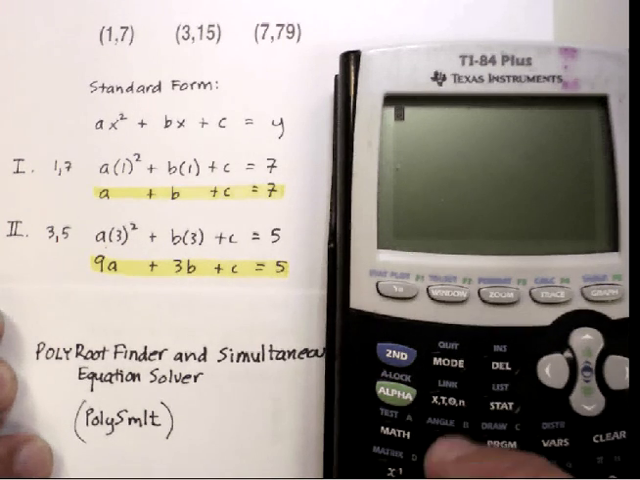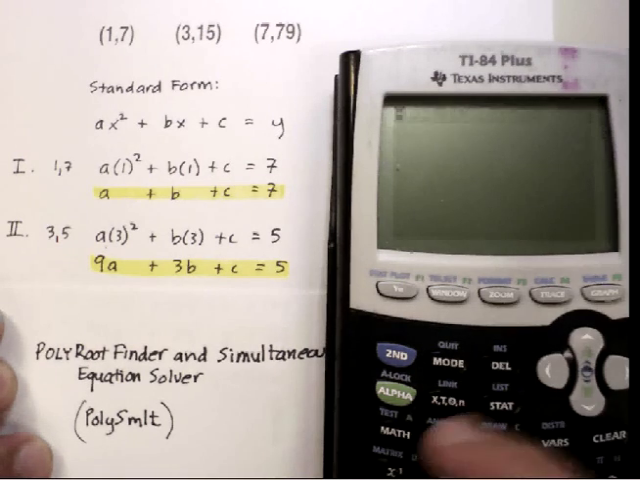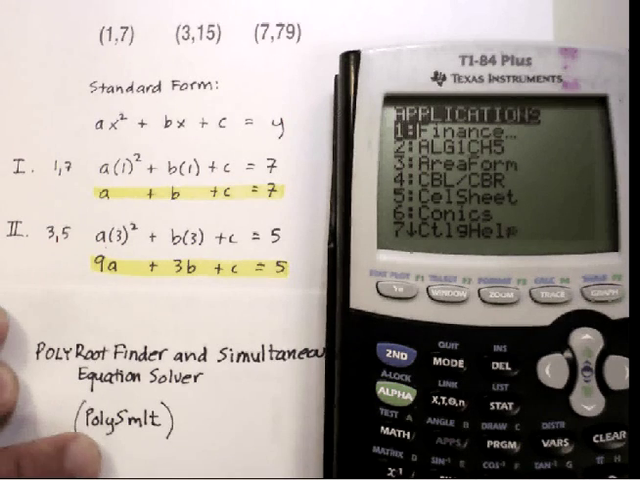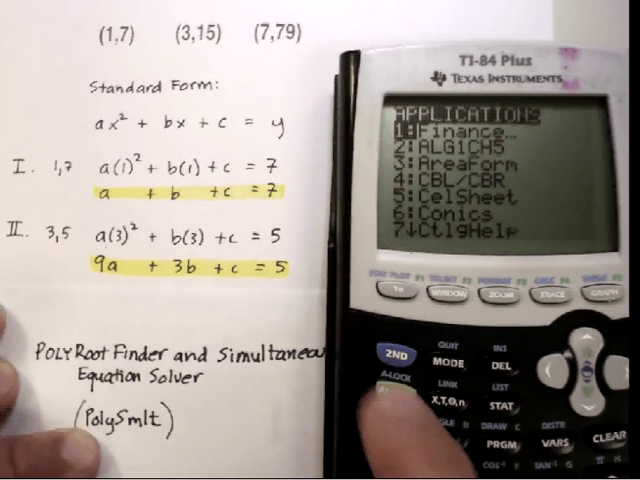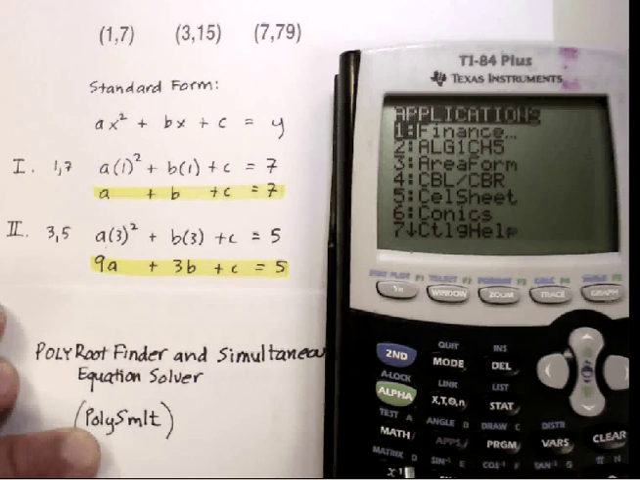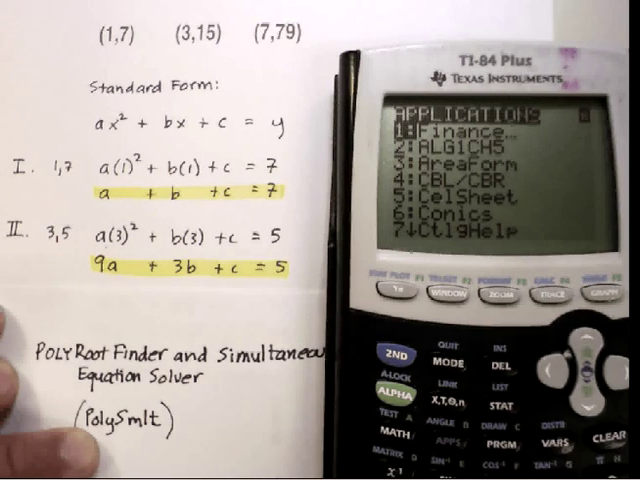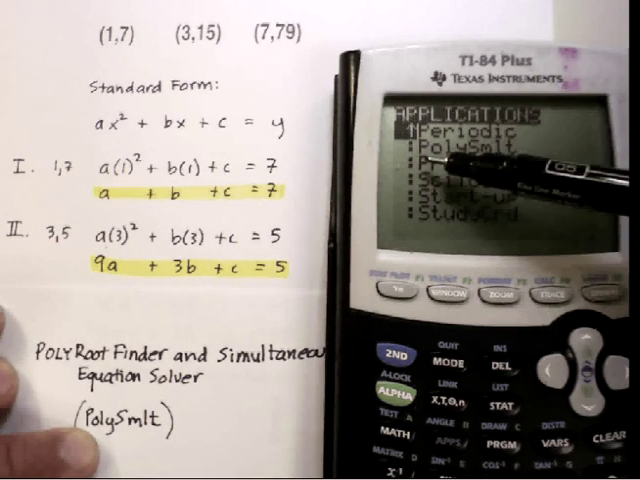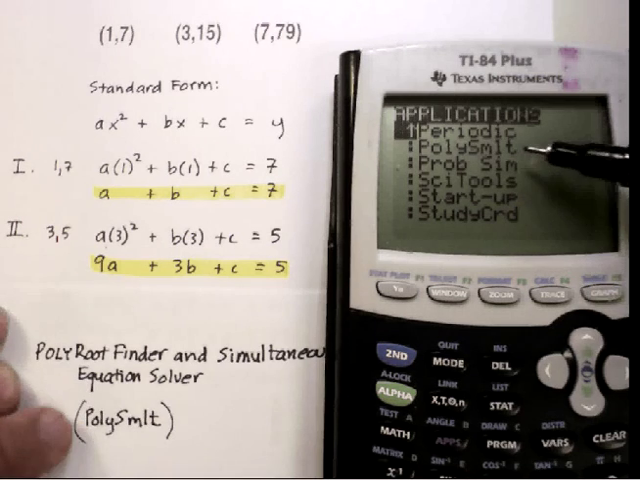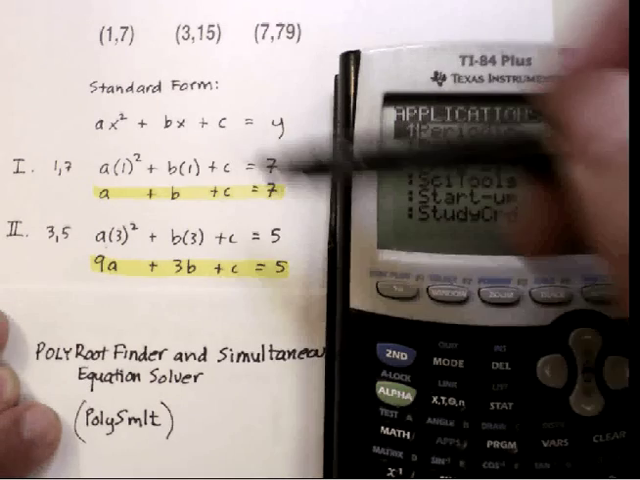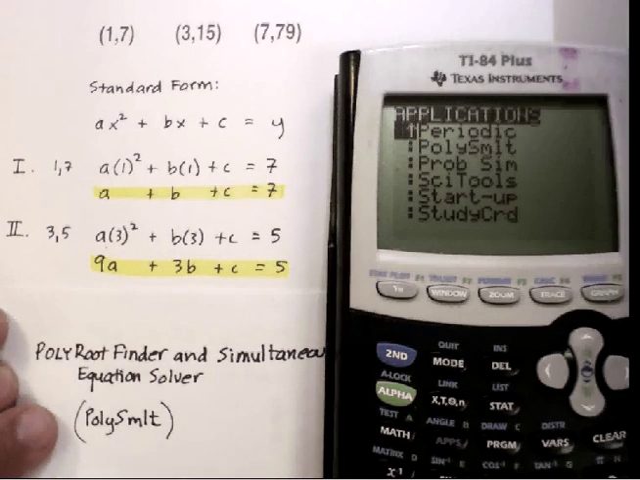You can find it under the Apps button, so go down to Applications, and it starts with the P, so use the Alpha button. There are green letters along here, the alphabet, so Alpha, and the P would be Alpha 8, and sure enough, there it is, PolySmlt, which is Poly Root Finder and Simultaneous Equation Solver, because we want to use three equations to solve this one.